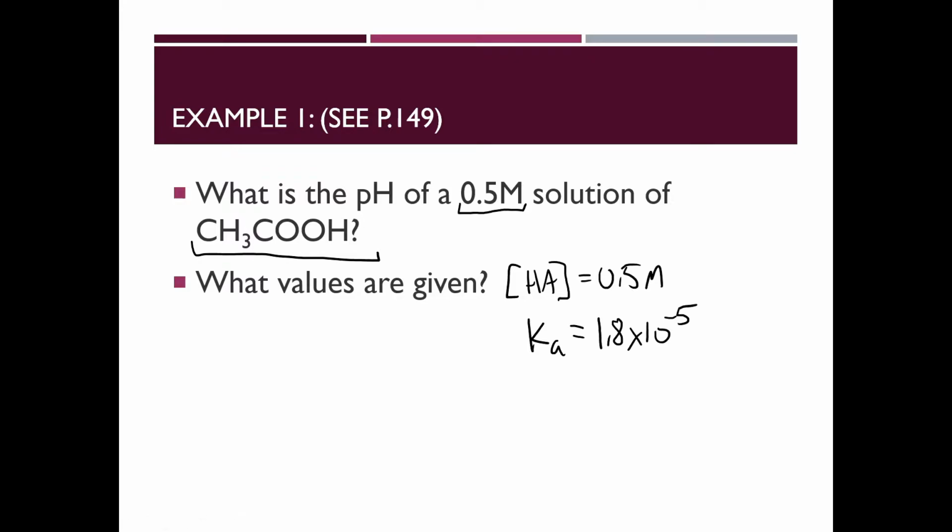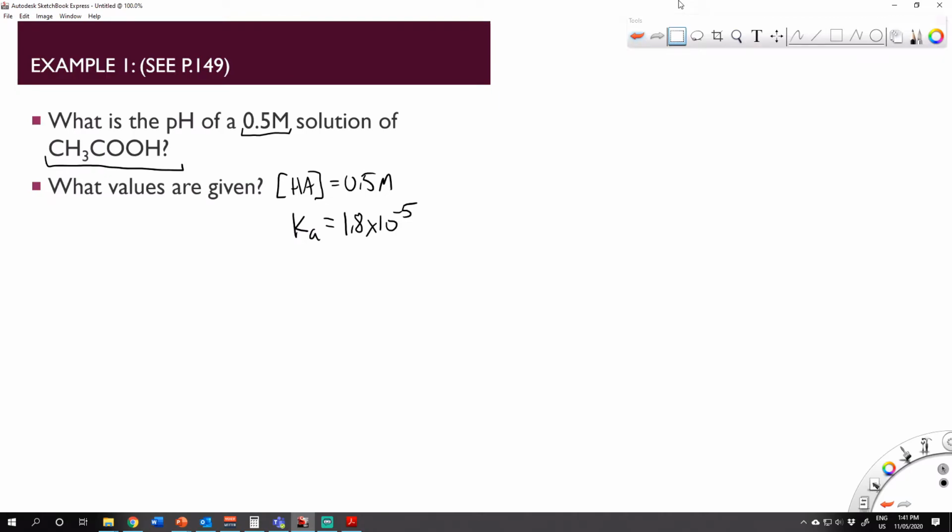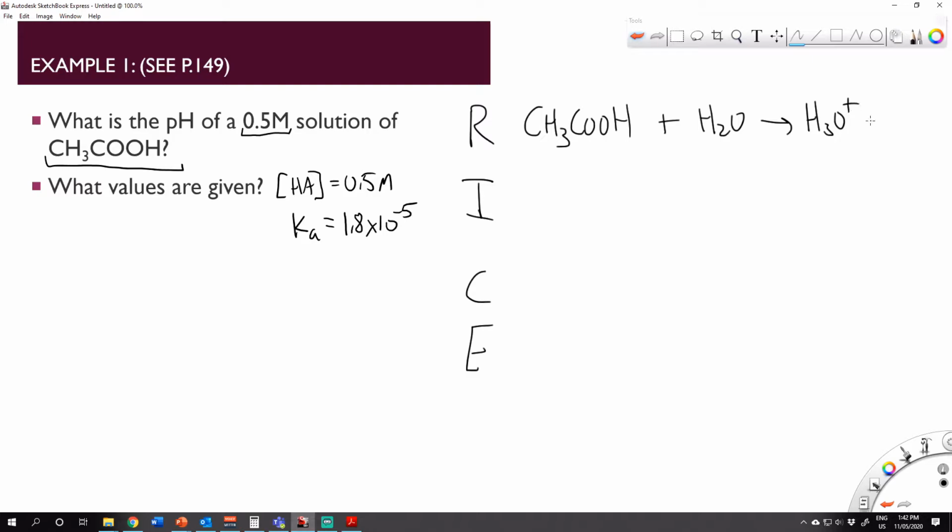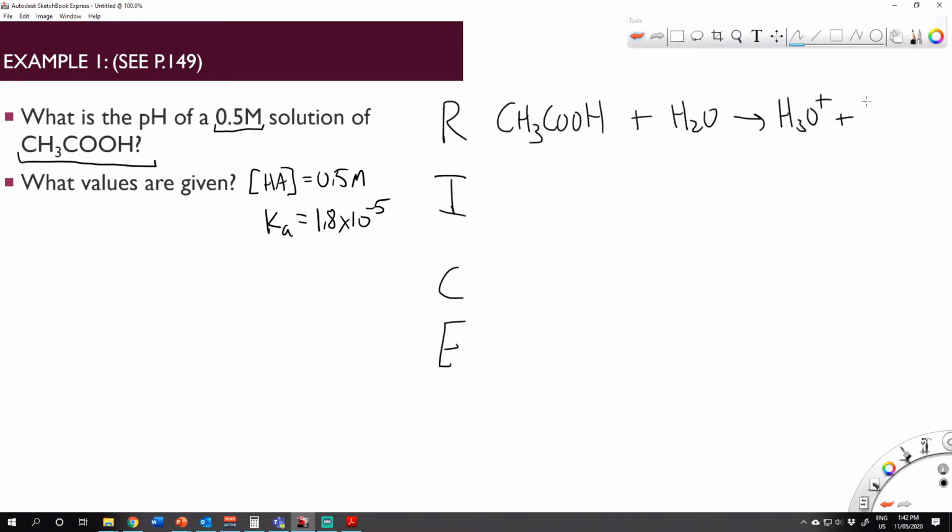We're going to need a little bit more room. Alright, so we've got a little more room. Let's work this out. We're going to use a RICE table to work on this. Now the reaction, it's not explicitly stated, but this is just a generic acid reaction. So we can say the following. Our acid plus the water will produce hydronium and a conjugate base, CH3COO minus.